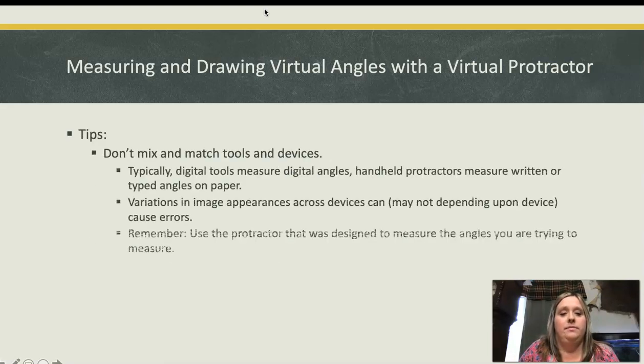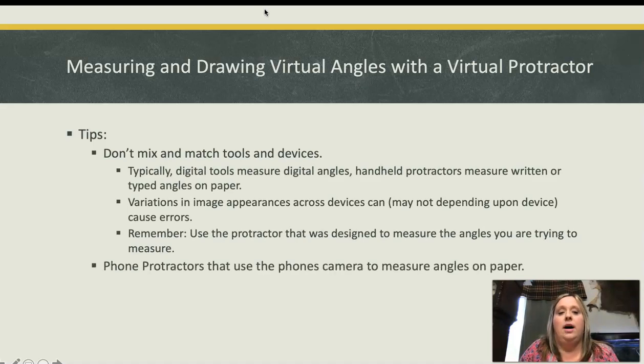So some tips: don't mix and match tools and devices. Typically digital tools measure digital angles. Handheld protractors are for written or typed angles. Variations in images across devices can cause errors. So if you're trying to take your physical protractor and put it up to your screen, you're not necessarily going to get an accurate measurement, especially if the picture you're measuring is skewed. But even with a regular digital protractor, you wouldn't if the image was skewed.